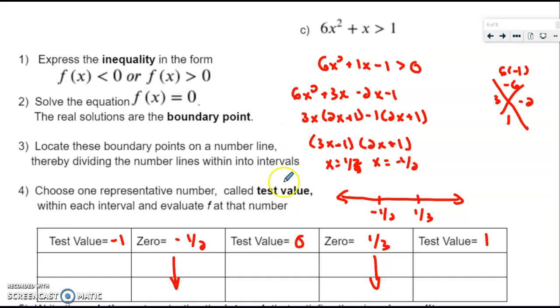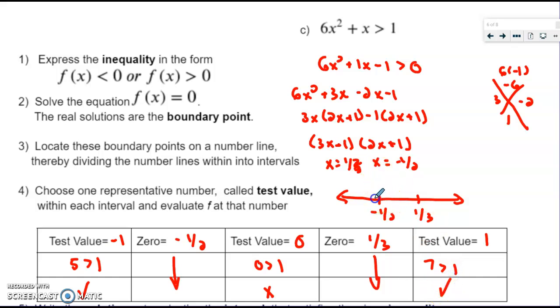Okay. So if I plug 0 into this, I would end up with 0 is greater than 1, which is not true. So in between is not a solution. Now I'm going to plug negative 1 and 1 into this. Plug negative 1 into this, I got 5, which is greater than 1. So that is a solution. And then I plugged 1 into this. I got 6 times 1 squared plus 1 is 7, which is greater than 1, too.